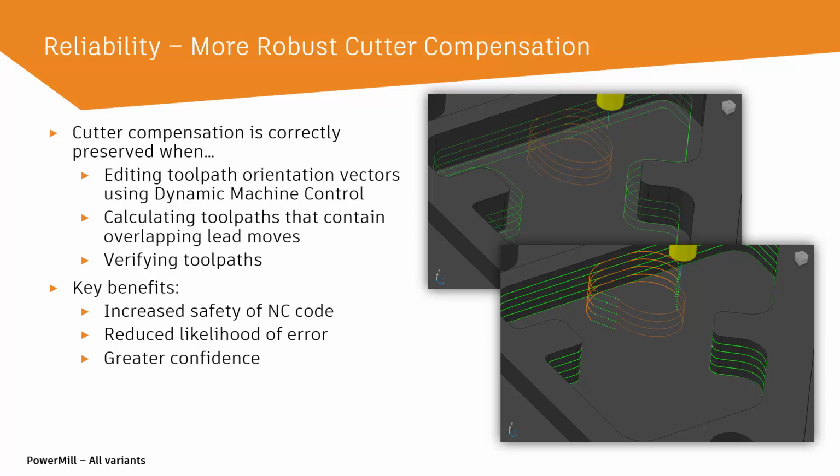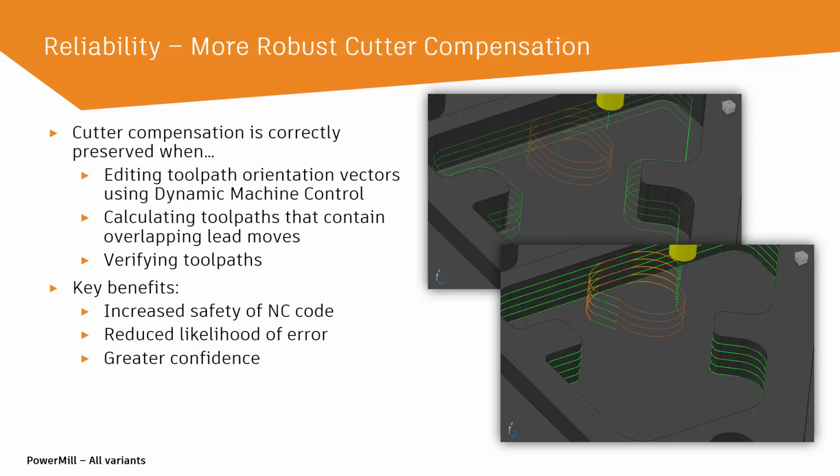Still on the subject of reliability, and specifically on Powermill's cutter compensation, we were aware of a number of issues with cutter comp inside Powermill where the compensation data could be lost in certain situations, which could obviously cause quite catastrophic consequences when you get through to post-processing the NC program out to the machine tool. So with the Powermill 2020.1 release, cutter compensation is correctly preserved. These are the three cases where it could have been lost previously.